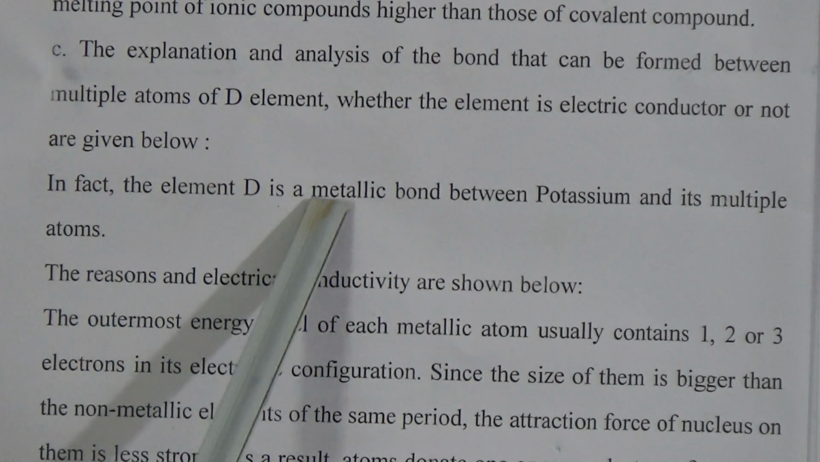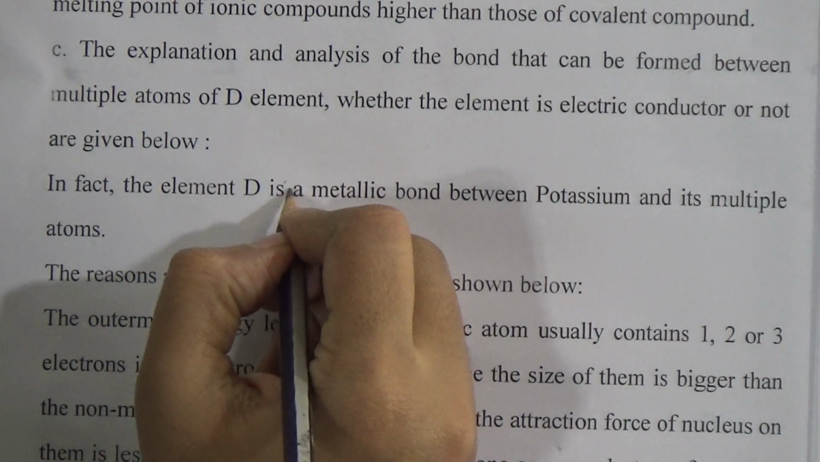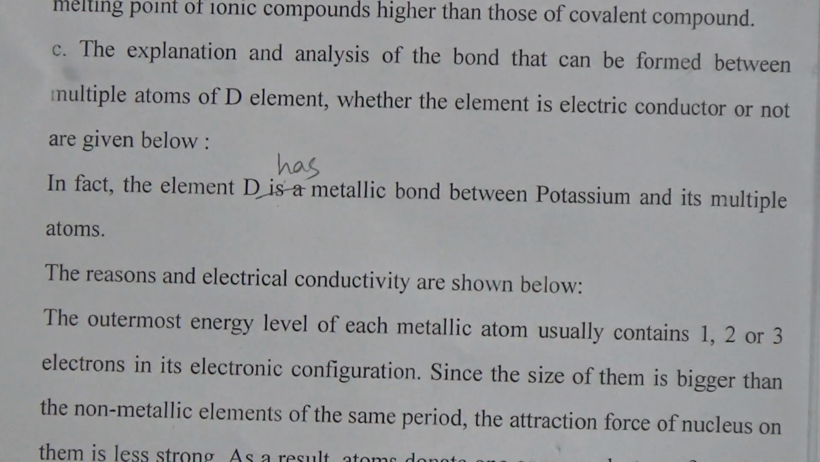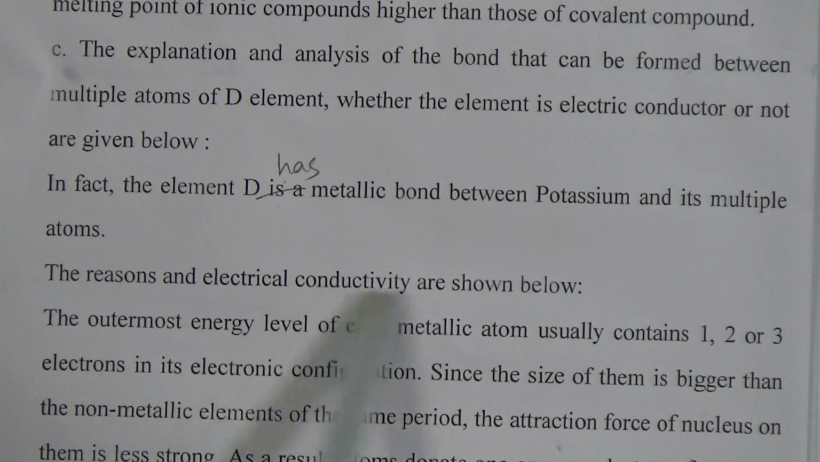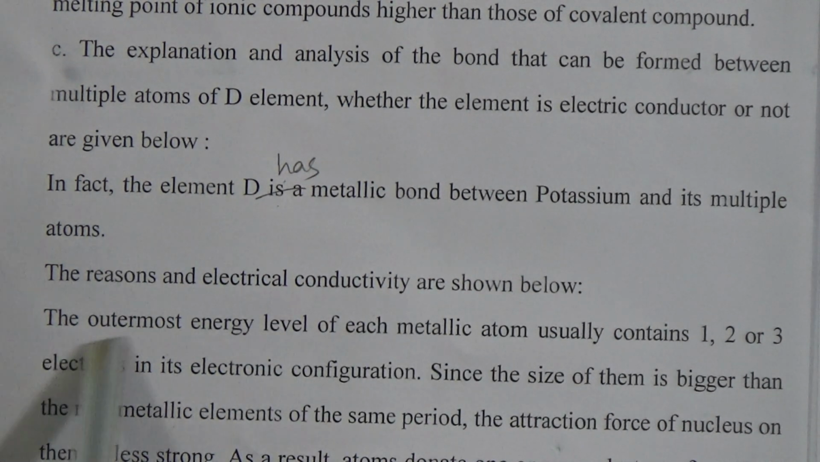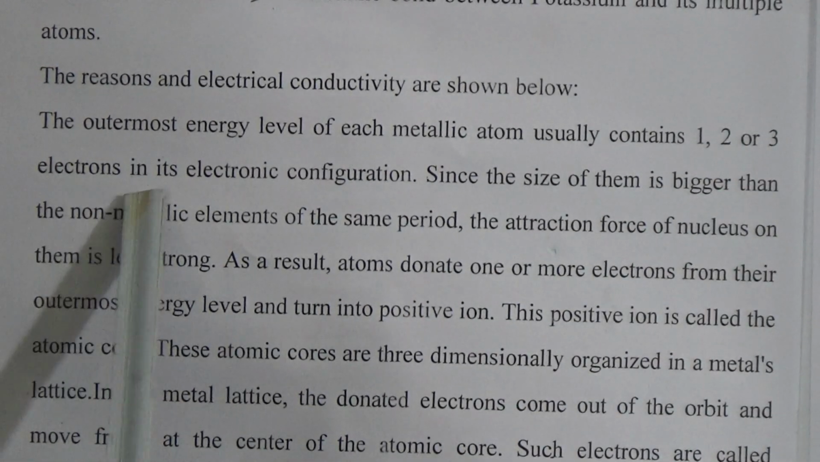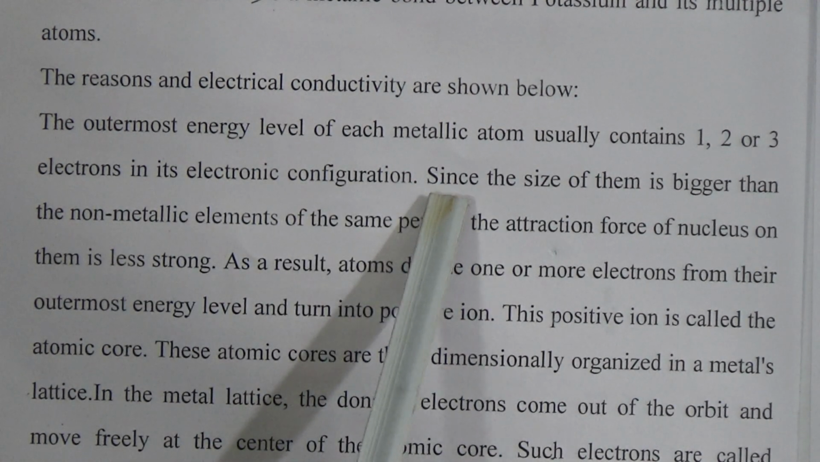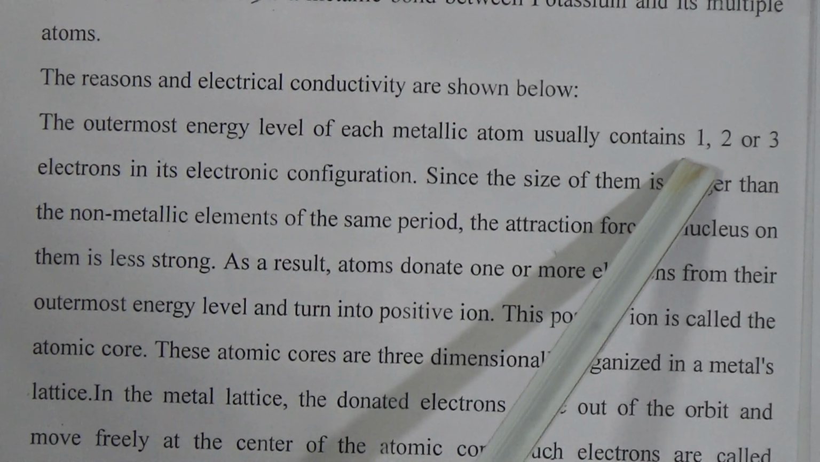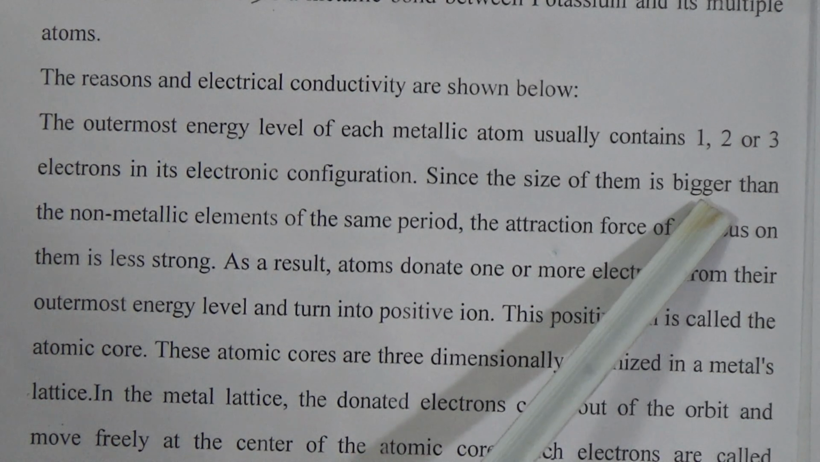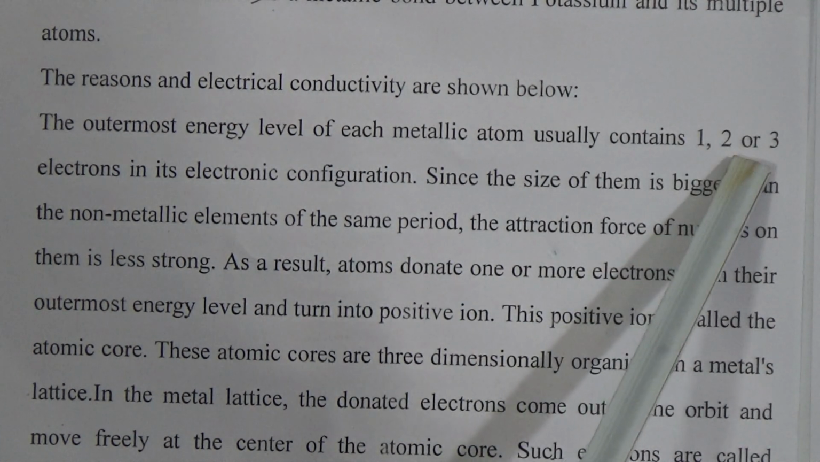In fact, the element D is a metal or has a metallic bond. It will have a metallic bond between potassium and its multiple atoms. Then the reasons for electrical conductivity are shown below. Now come to the outermost energy level of each metallic atom, which usually contains 1, 2 and 3 electrons in its electronic configuration. Here you are supposed to confirm the last orbit electrons of potassium. That means I take it from your textbook, but you will specify this portion for potassium.